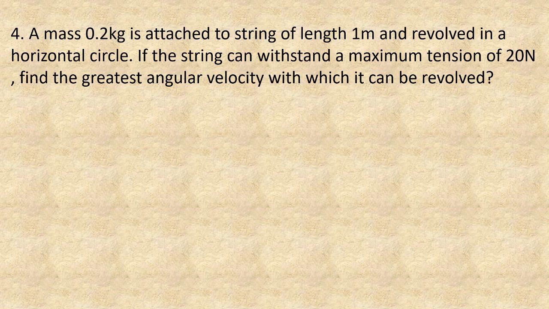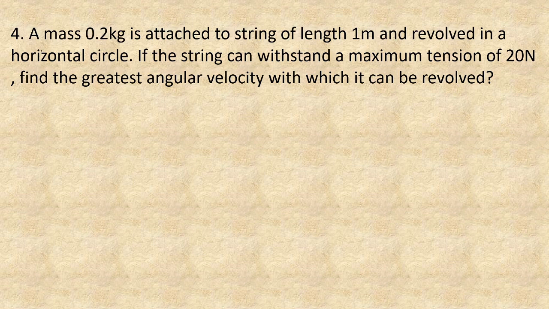We are given that the string can withstand a maximum tension. That means the tension is equivalent to the required centripetal force. The maximum tension means the maximum centripetal force required for the revolution of the mass, and that is the 20 newton. So we have to find the angular velocity. The greatest angular velocity means the angular velocity that happens with the maximum centripetal force, that is, with the maximum tension of 20 newton.